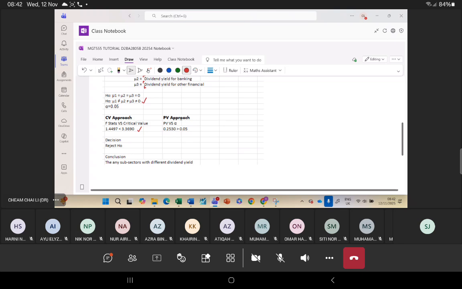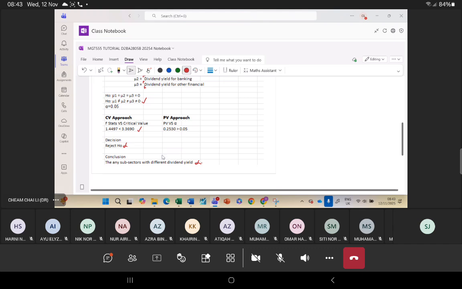You see, both of the approaches: the p-value compared with alpha, the p-value is larger, and the critical value compared with the F-test statistic, the critical value is also larger. So the approach you wrote is correct, but the decision is incorrect. The decision is do not reject H0, right? So your conclusion is also incorrect.